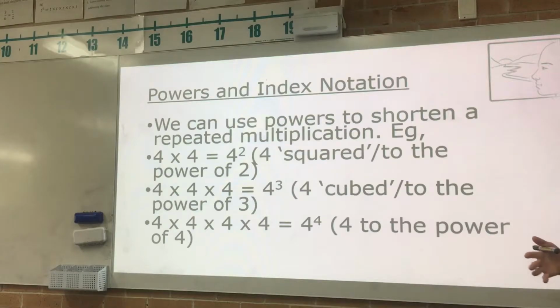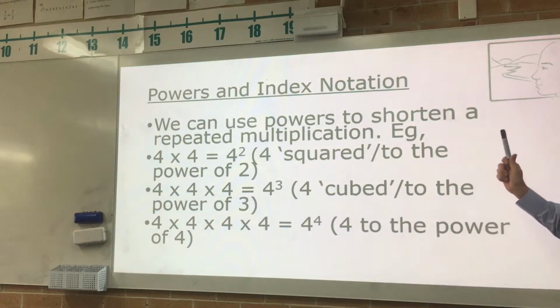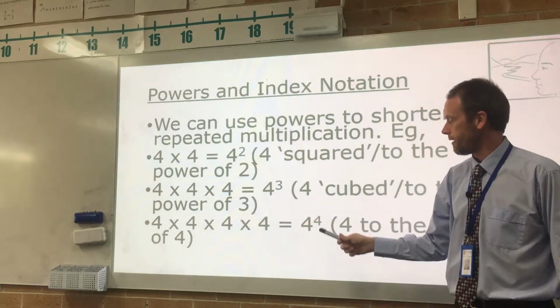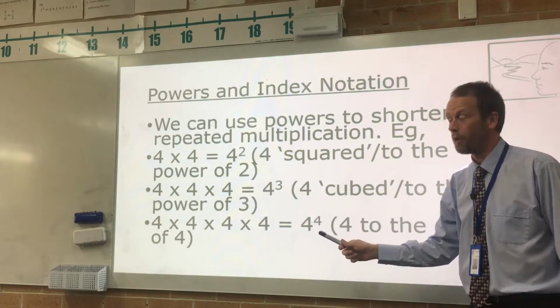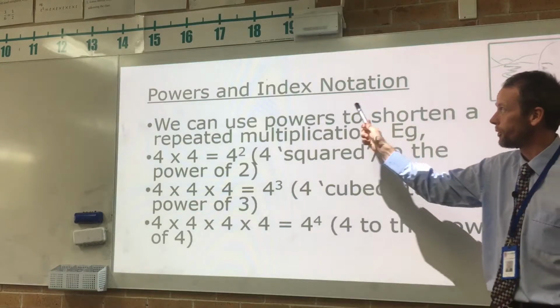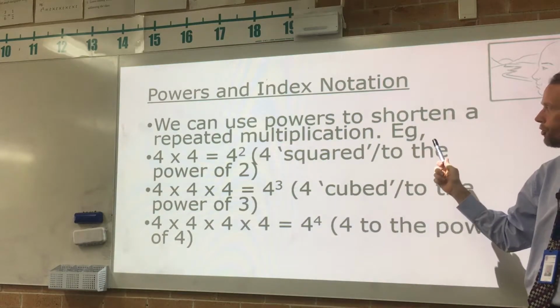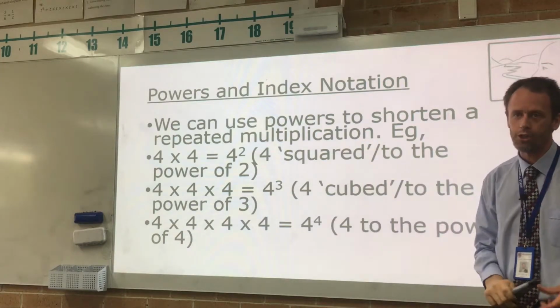Year 7, mathematicians love doing things in a shorter format. So one of the things we love to do is find a way to shorten long questions into a much shorter format and know what it means. And so today we're using what's called powers or index notation to shorten repeated multiplication.